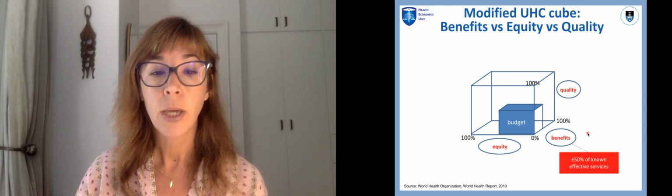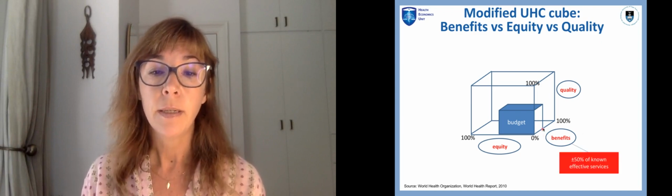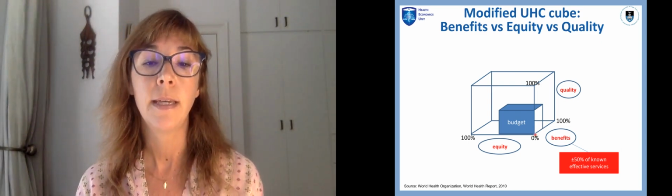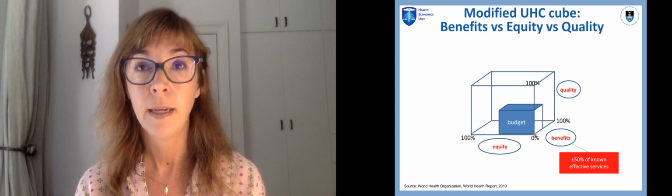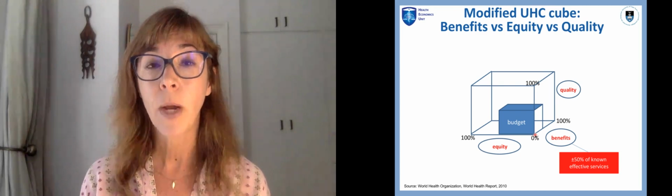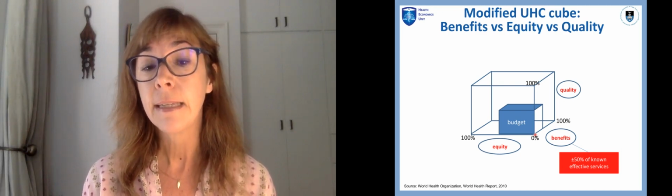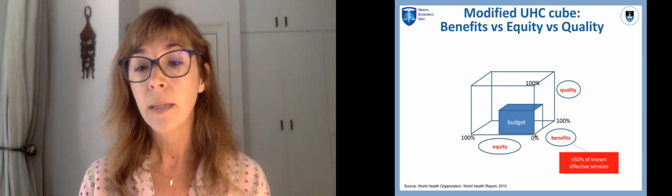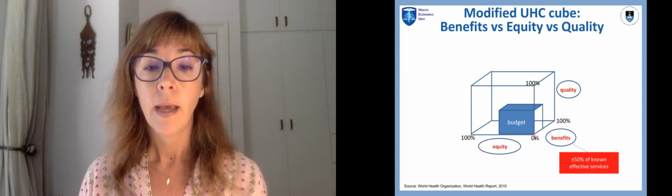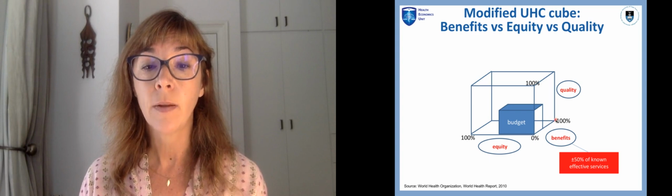So in this picture at the moment, imagine here that we have about half of the known effective services in the world. So obviously there's a lot of things that can be offered in healthcare. And so this is a bit of a thought experiment. The idea is that this particular health system has about half of the known effective services, as shown on this diagonal axis here.